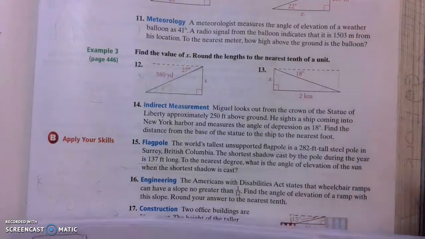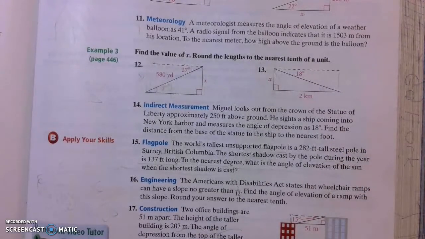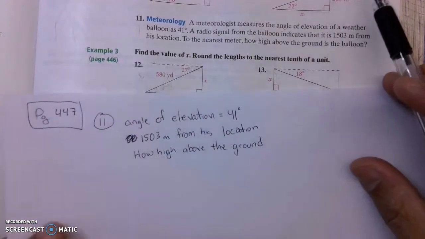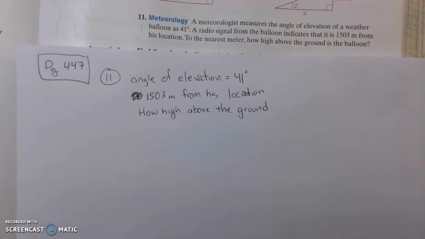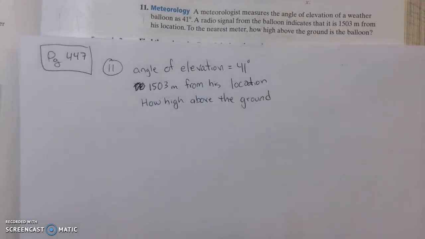Okay, I'm going to do a couple problems here on page 447. These are the word problems. Essentially, I'm just going to draw the pictures and have the setup. I'm not going to actually go through the answer. I'm going to assume that you understand how to use sine, cosine, tangent.